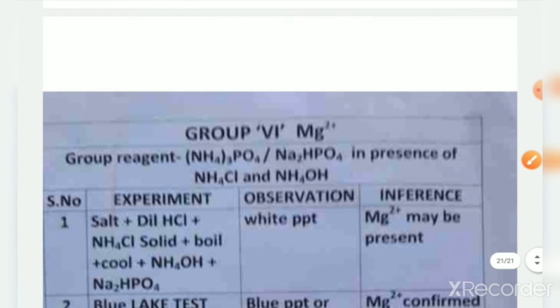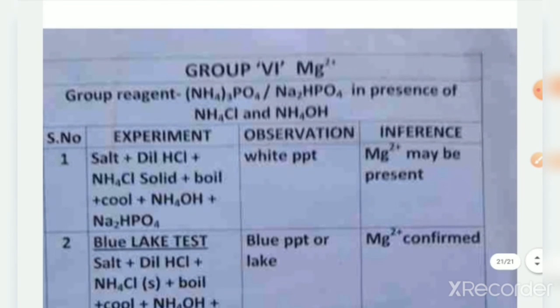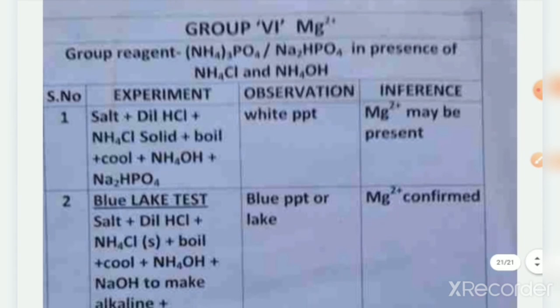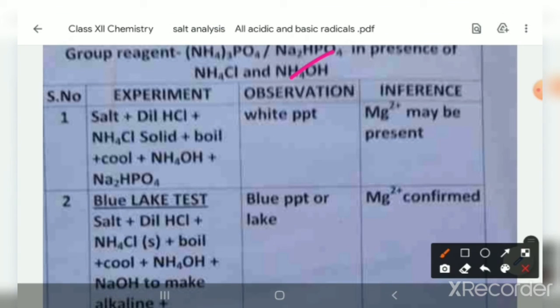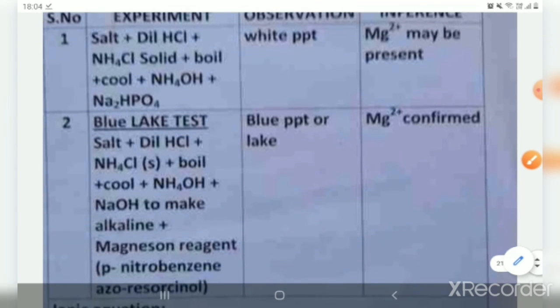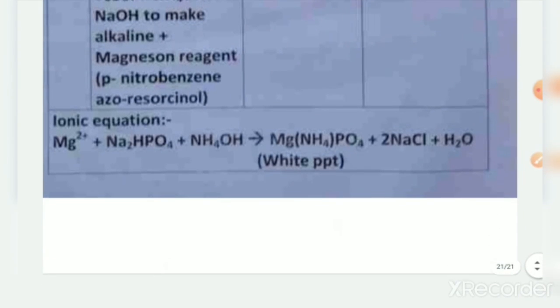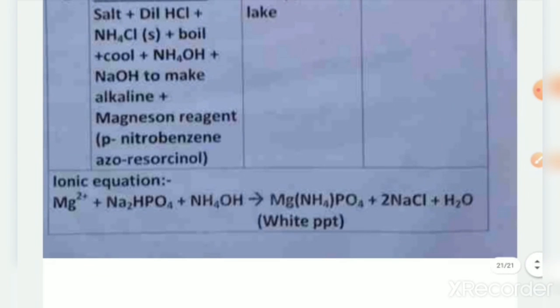And then you see group 6, this is the Mg2+ ion, and its group reagent is given here. You have to see here, and thereafter its test is given here. At the last there is an ionic equation given here, and this is a very important test. You all have to read and write in your copy, and also learn, because viva questions will be asked from here, and one question will be asked in your practical exams from these radicals.